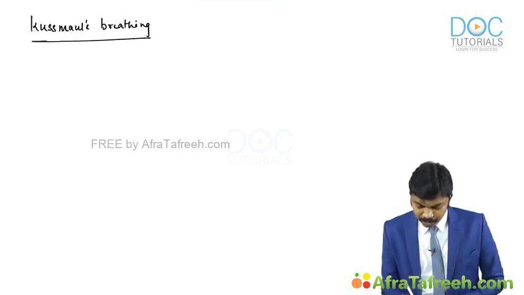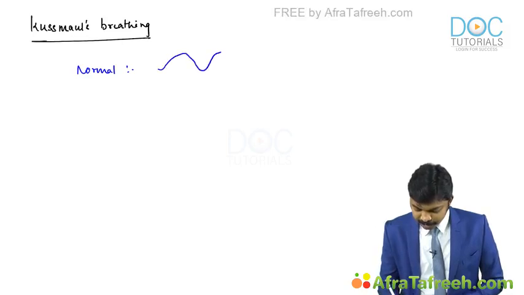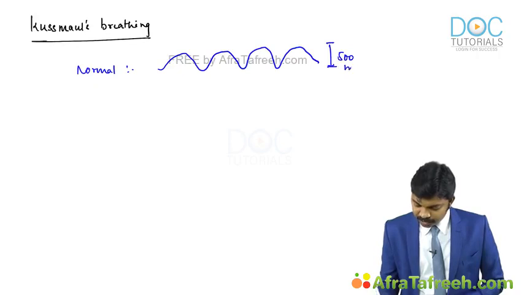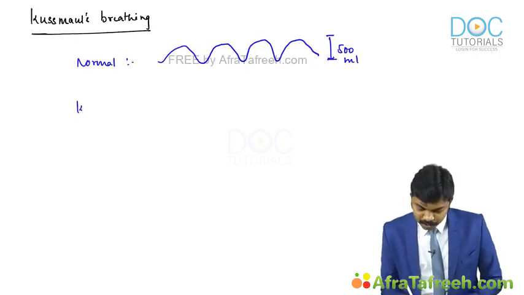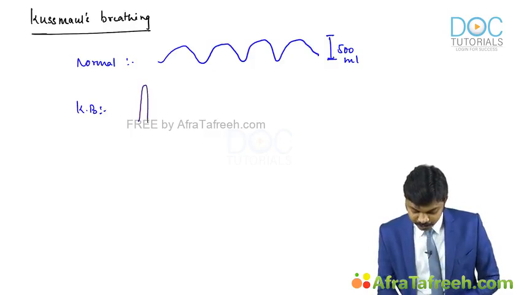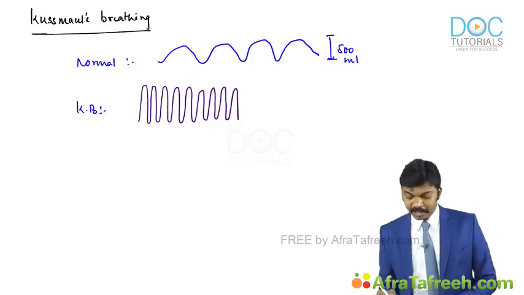Let us take up normal breathing first. As we just discussed, we have an inspiration followed by a pause and expiration, inspiration followed by a pause and expiration, inspiration, a pause and expiration. Such movements will be seen within normal limits with a tidal volume of 500 ml. Whereas in Kussmaul's breathing, there is an increase in the rate of inspiration as well as the depth of inspiration. A panting kind of breathing without any pauses.